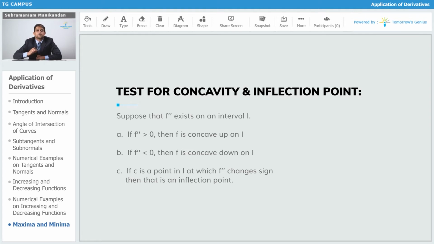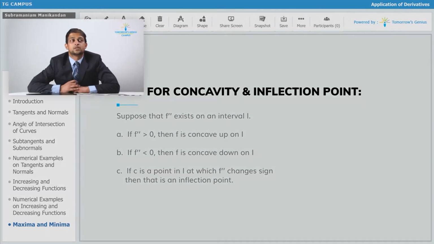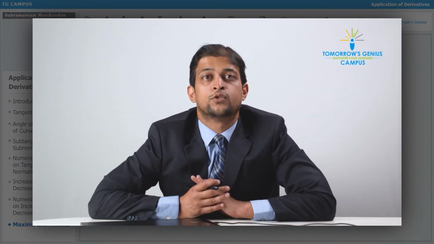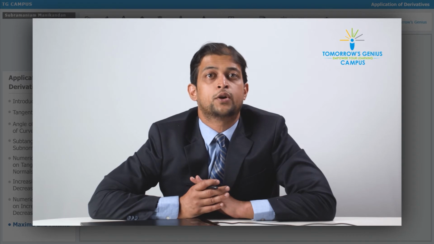Similarly, if the value of the second derivative of the function is negative for all values of x on that interval I, then the function is concave down. If c is a point in I at which the second derivative of the function changes from concave up to concave down or vice versa, then that point x equals c is called an inflection point. So during your exams, there might be questions asking you to find the inflection point of some particular function.